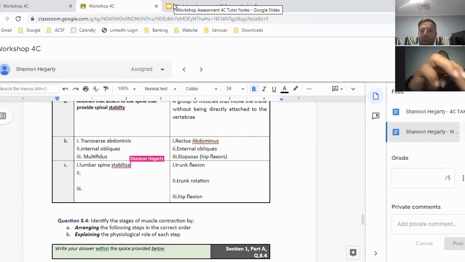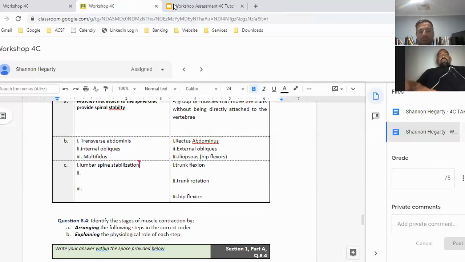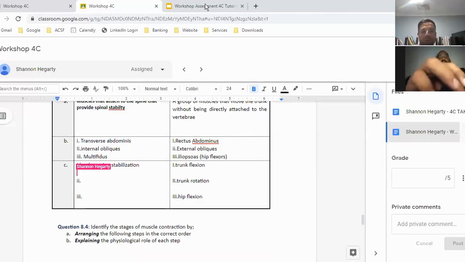So we talk about that flat stomach. Yeah, put that in there, I would do that as well. Lumbar spine stabilization. It flattens the abdominal wall.